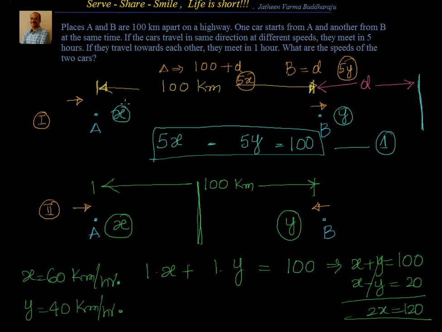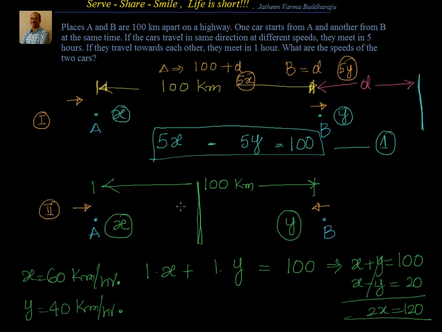If they travel in the same direction, they will be meeting after 5 hours. That means the difference of the distances traveled by car A and car B will be equal to 100 kilometers, because car B starts 100 kilometers ahead, while car A starts from the beginning. So car A travels 100 plus d, whereas car B travels only d. You know distance equals speed into time. Let the speed of the car starting from A be x and the speed of the car starting from B be y. You know that 5x minus 5y equal to 100.